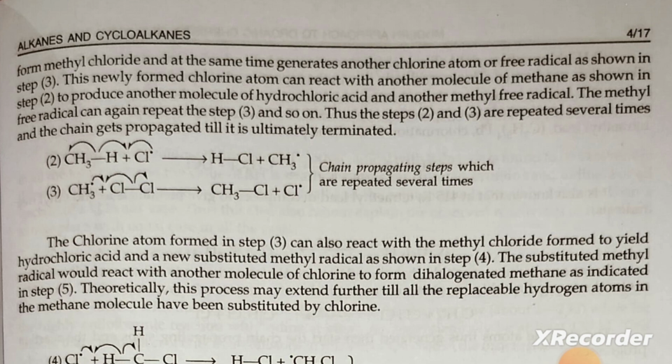The chlorine atom formed in step 3 can also react with the methyl chloride formed to yield hydrochloric acid and a new substituted methyl radical as shown in step 4. The substituted methyl radical would react with another molecule of chlorine to form dihalogenated methane as indicated in step 5. Theoretically, this process may extend further till all the replaceable hydrogen atoms in the methane molecule have been substituted by chlorine.